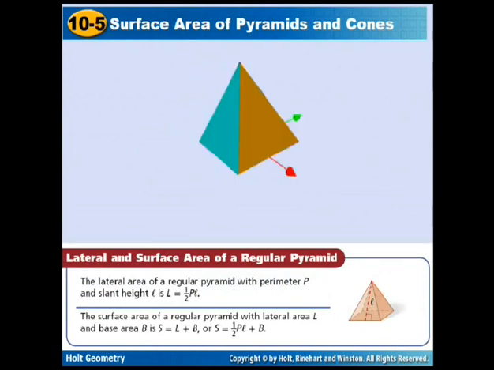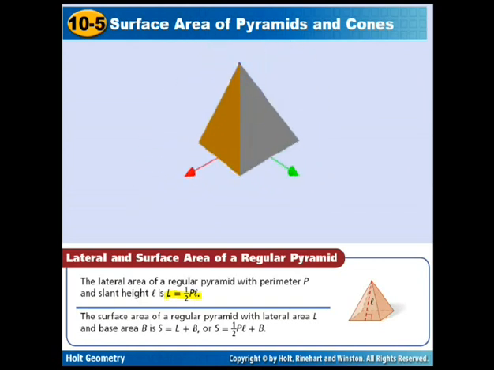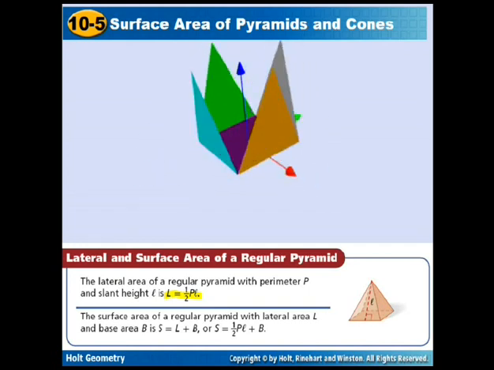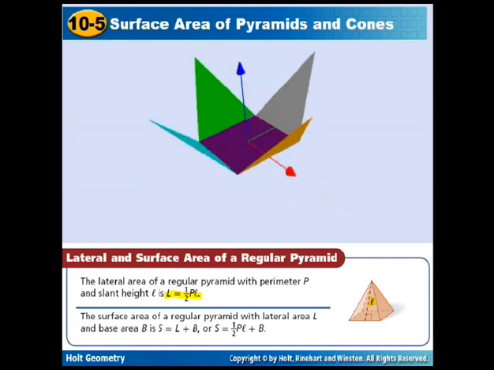The lateral area of a regular pyramid is equal to half times the perimeter of the base times the slant height. This is the slant height in the figure, as you can see. It is the height again of the lateral face of the pyramid, which is the triangle. This is the lateral area.